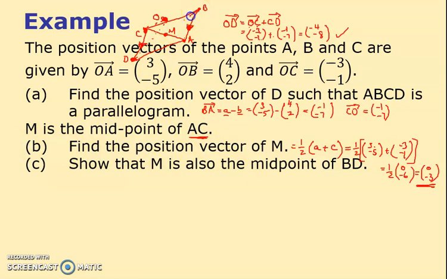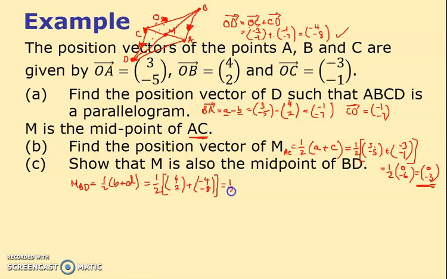Show that M is also the midpoint of BD. Now, BD, of course, goes the other way around. Well, I suppose we do a similar trick. The midpoint of BD, I suppose technically I should have written AC for that one, but it doesn't really matter. The midpoint of BD is a half of B plus D. I suppose it assumes that I've got my last D vector right. So it's a half of B. What was B? It was (4, 2). Plus, what was D? D was (-4, -8).